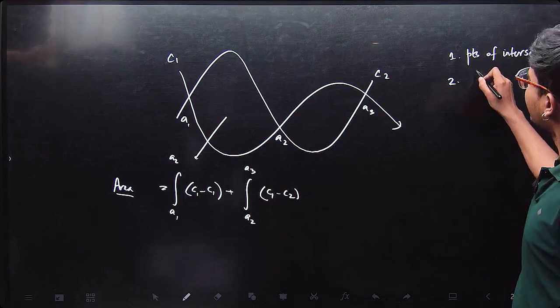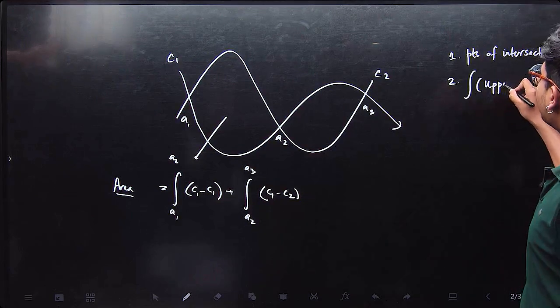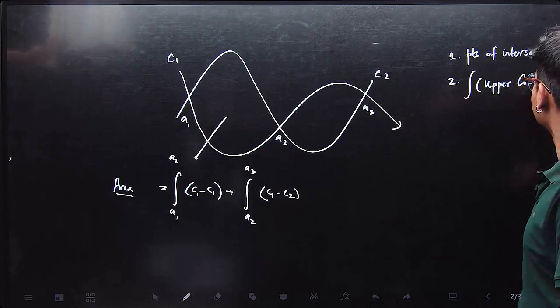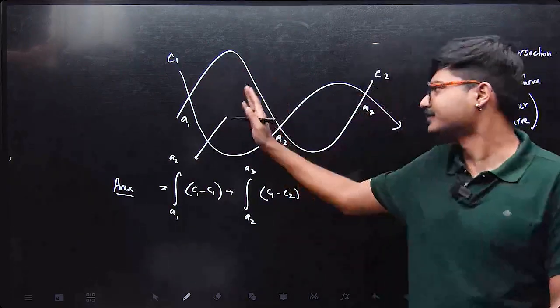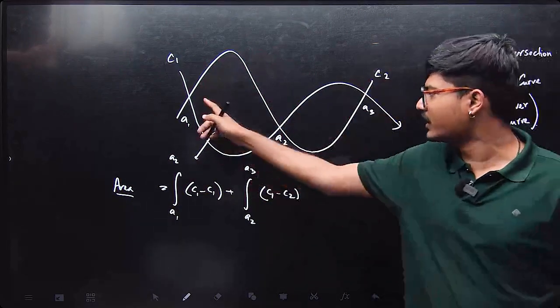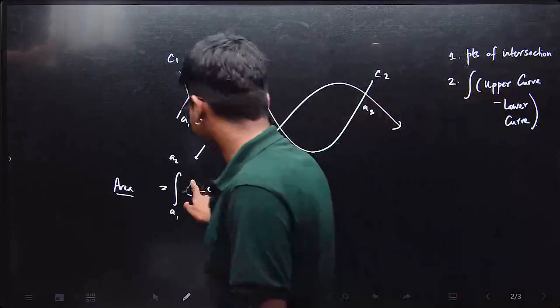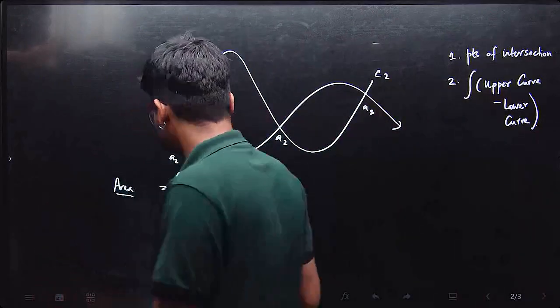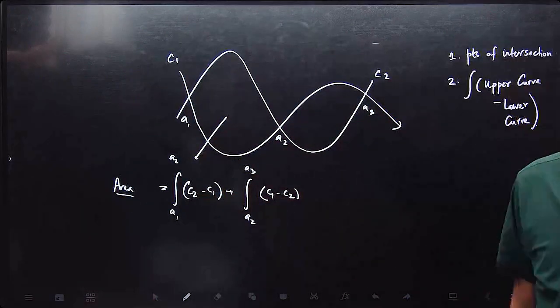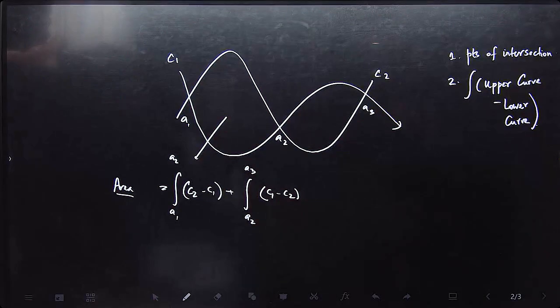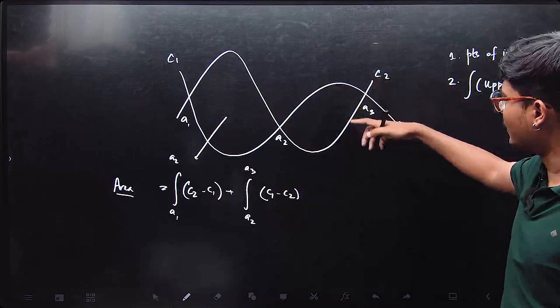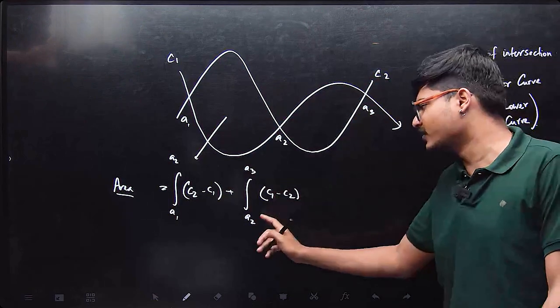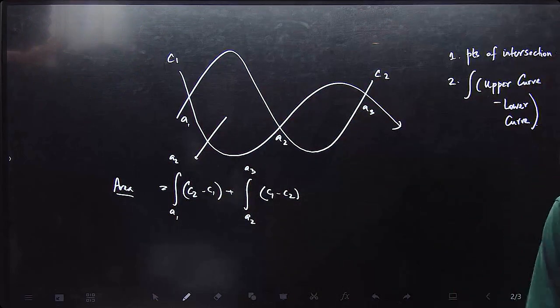Step 2 is integrate upper curve minus lower curve between the points. So for example, in this first half, the upper curve is going to be C2, the lower curve is C1. So in this first part, you'll get C2 minus C1 integrated between A1 and A2. And in the second part, it will become C1 because C1 is greater in this case and C2 is smaller, so you'll get C1 minus C2 between A2 and A3. This is your required area between these two curves.